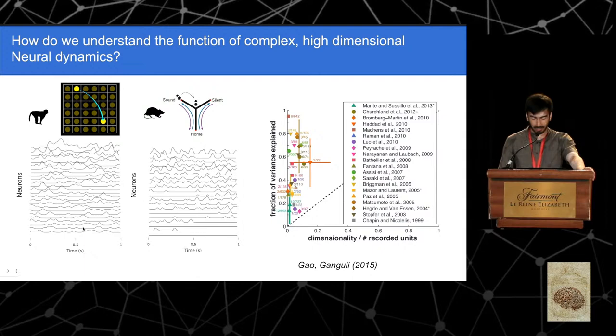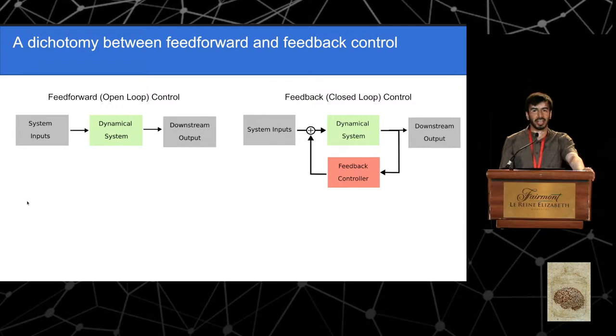So in search of a normative principle for neural dynamics, we're going to take a control theoretic approach to the problem. If the prevailing view is that a neural population or neural circuit can be represented as some dynamical system, then I think a natural question to ask is what are different ways one can control this system? And in control theory, there are basically two paradigms here.